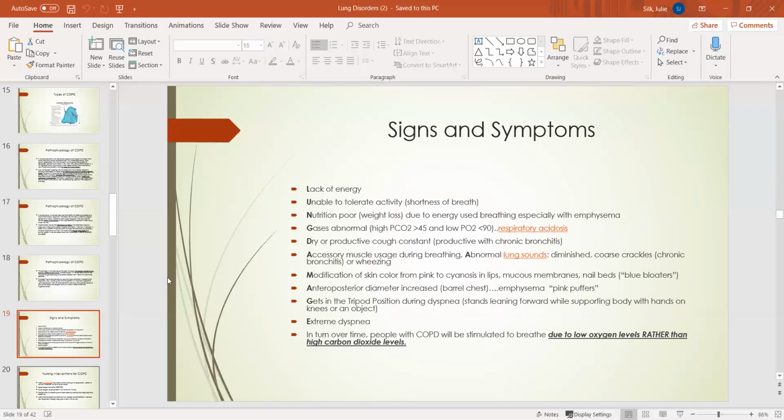and this could lead to right-sided heart failure. All right, and then here's just a couple other things I put here for signs and symptoms. So a lot of times they are very fatigued, they have a lack of energy, they're not able to tolerate much activity, they a lot of times have really poor nutrition, so sometimes you'll see someone that's really thin.